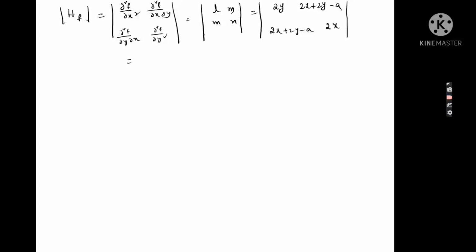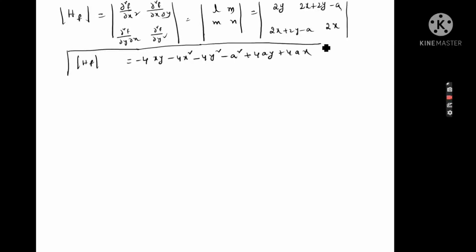Find the determinant of this one, we get mod HF equals 4 minus 4xy minus 4x square minus 4y square minus a square plus 4ay plus 4ax. Keep this in box because we have to verify each and every stationary point in this determinant of the Hessian matrix. So we have to keep it like this. Now step 4: each and every stationary point we have to take and substitute.